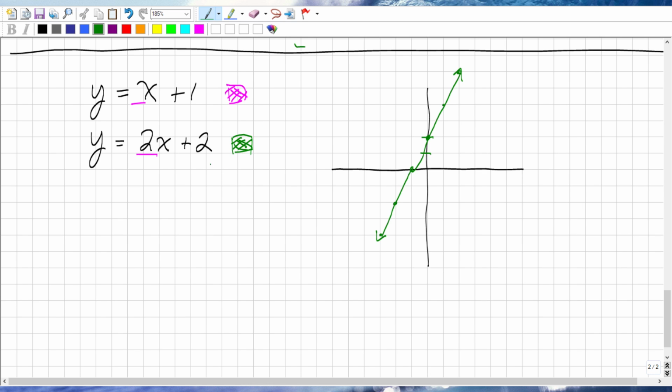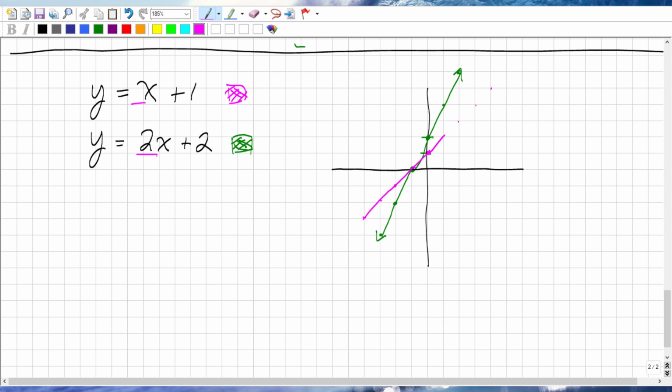Now we go for the other color, the manly pink. We start off at 1, and our slope is 1, so we go up 1 over 1. We also go down 1, retreat 1. Now I have a second line.